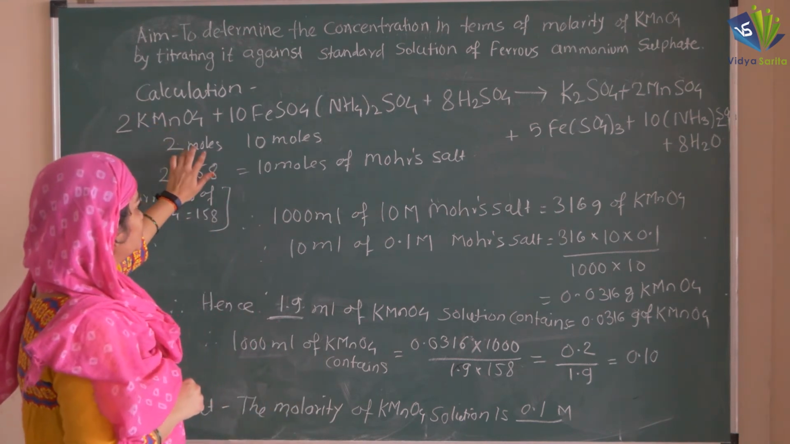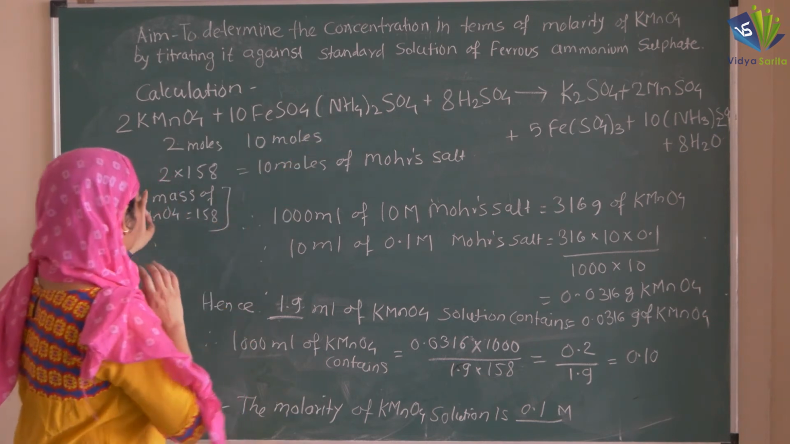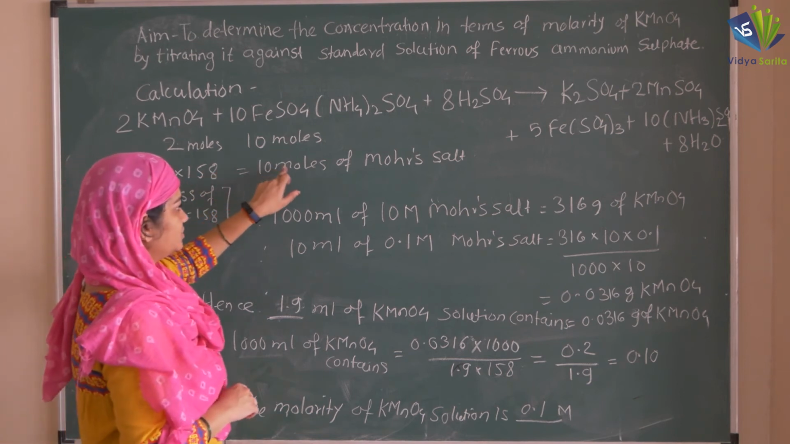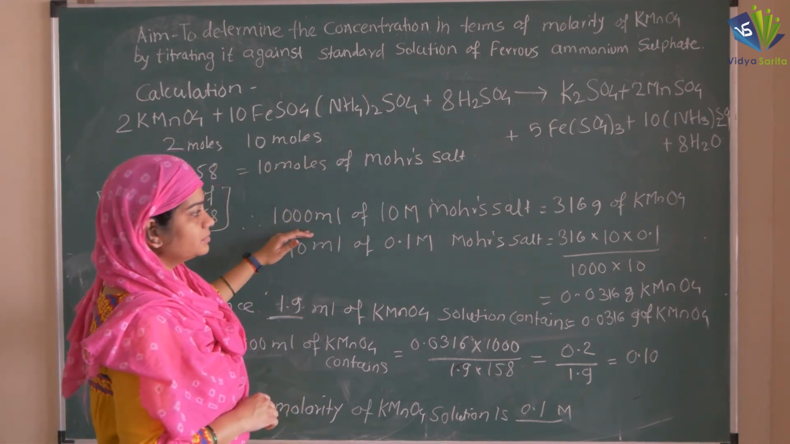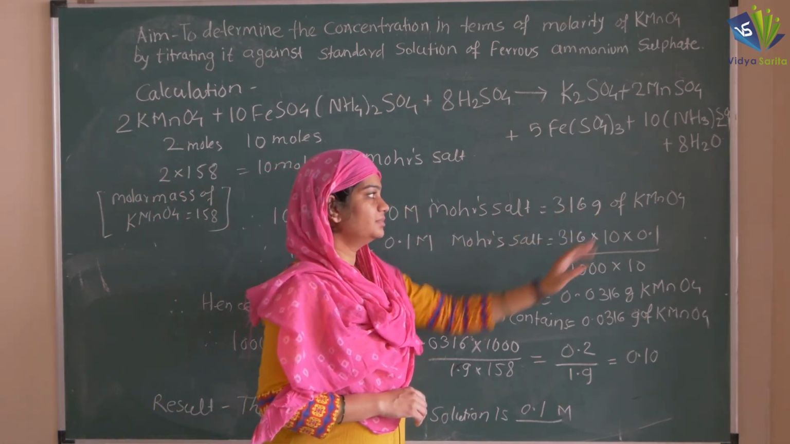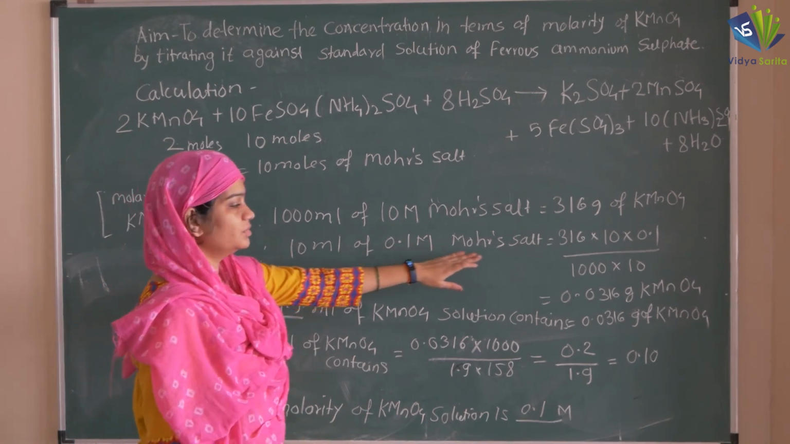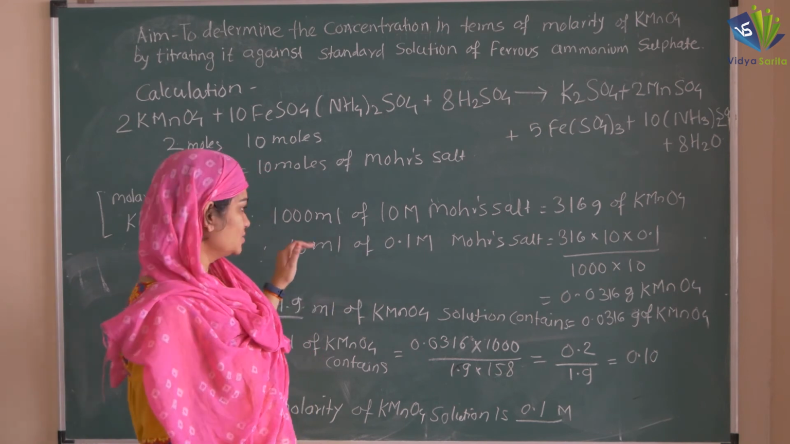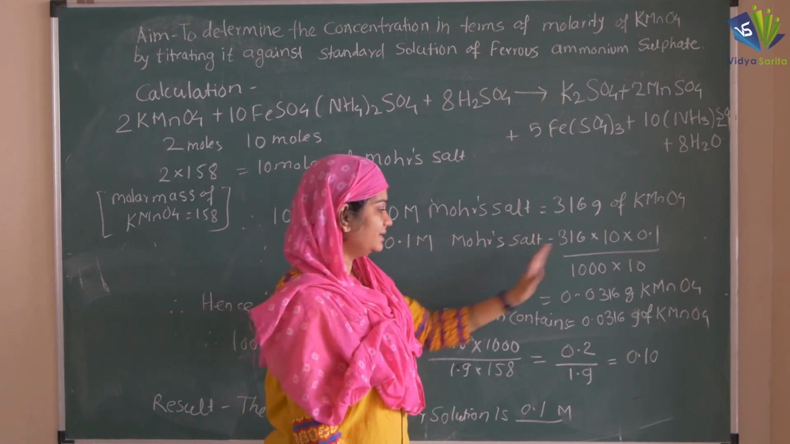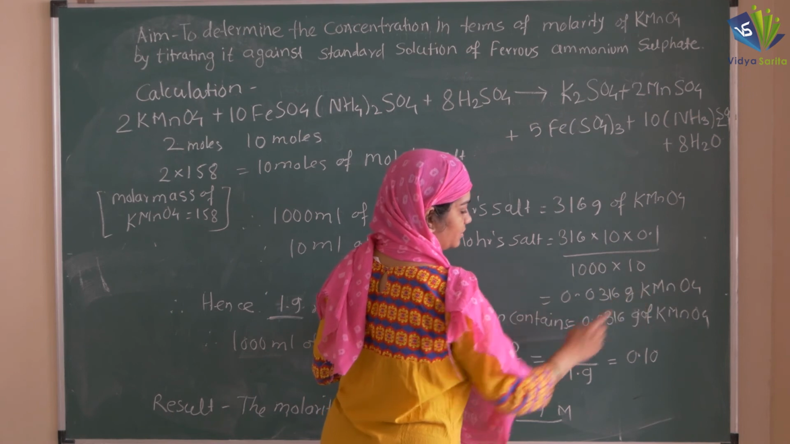See, here 2 moles of KMnO4 react with 10 moles of ferrous ammonium sulfate. Now 2 into 158, where 158 is the molar mass of KMnO4, is equal to 10 moles of Mohr salt. The molar mass of the Mohr salt is 316 gram of KMnO4. Therefore 10 ml of 0.1 molar Mohr salt, which we have taken in the pipette, contains 0.0316 gram of KMnO4.